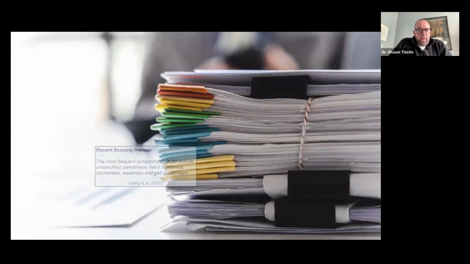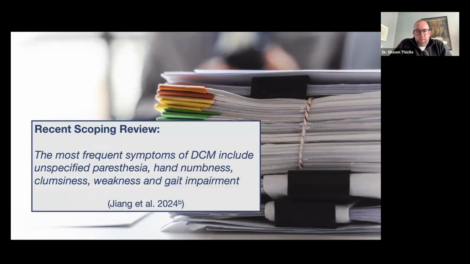For those of you that read or listen to my research reviews, we reviewed a scoping review of DCM symptoms that was published in 2024. They looked broadly at all of the case reports, case series, and trials published in the literature and looked for the most frequent symptoms. What they found was that the most frequent symptoms of DCM include unspecified paresthesia, and again we're back to the hands: hand numbness, clumsiness, weakness, and then gait impairment. I think gait impairment shows up as one of the most common symptoms there because people miss the other stuff before the gait impairment shows up.